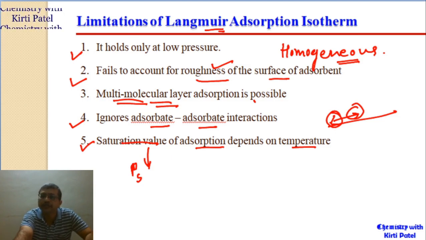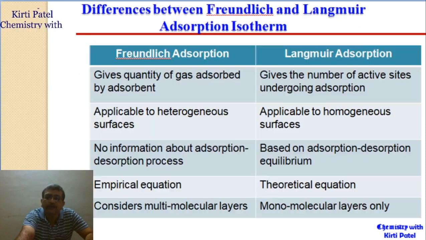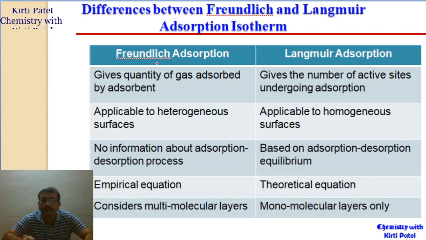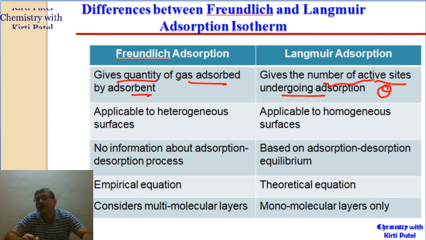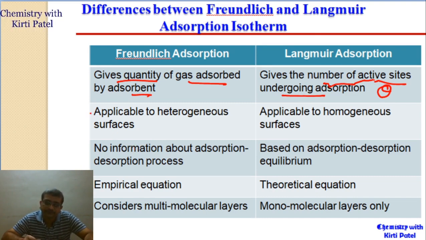We have seen so far the Langmuir adsorption isotherm and the Freundlich adsorption isotherm. Let us consider the differences between Freundlich and Langmuir adsorption isotherms. Freundlich gives the quantity of gas adsorbed by the adsorbent, while Langmuir gives the number of active sites present on the adsorbent. So Langmuir gives the number of active sites undergoing adsorption, not the overall sites that are present. That is, it is proportional to the area covered, that is, the theta values.